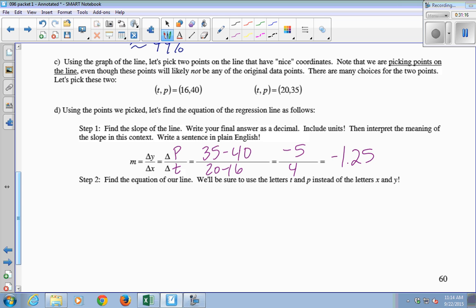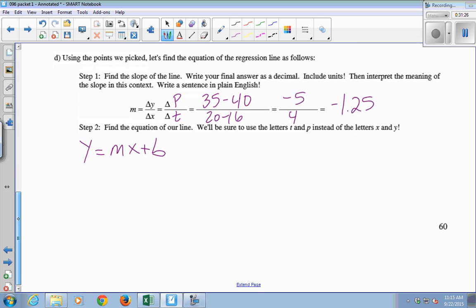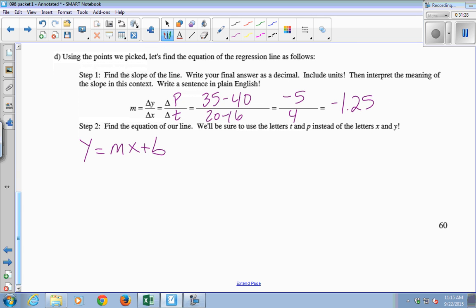And if I want to find the equation of my line, I start with y equals mx plus b, the general equation of a line, as long as it's not vertical, right? It's y equals mx plus b. I now know the slope, because I found that in the previous step, so I replace the m with -1.25. And now I just need the y-intercept.